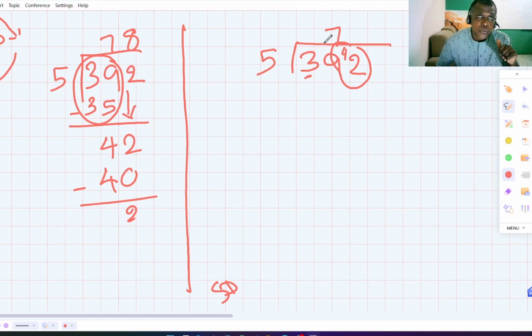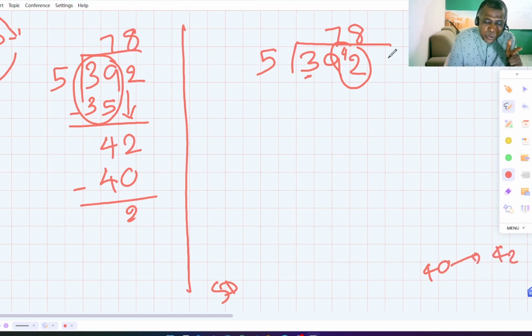5 times 8 is 40. 5 times 9 is 45. I can't go to 45. That's coming with 8, which is 40. Here I got 42. Count forward from 40. You are ending with 40. Count forward to 42: 40, 41, 42. That's coming with 2. That means here it ends with 2.